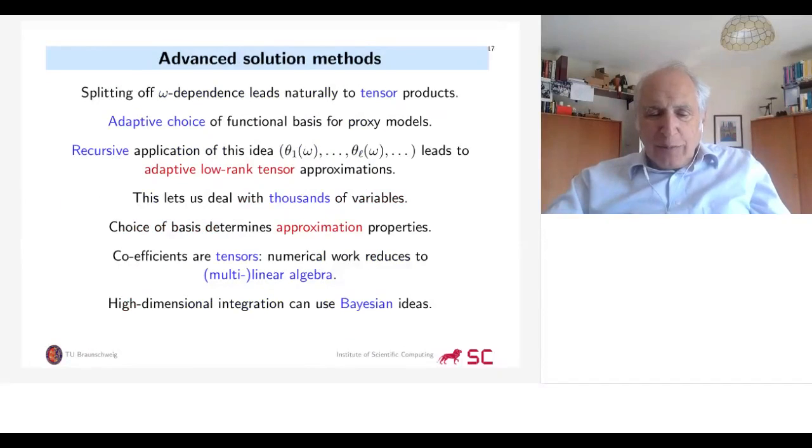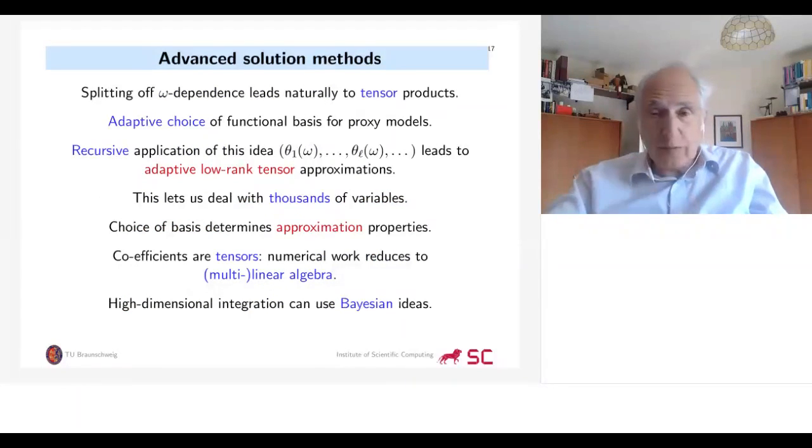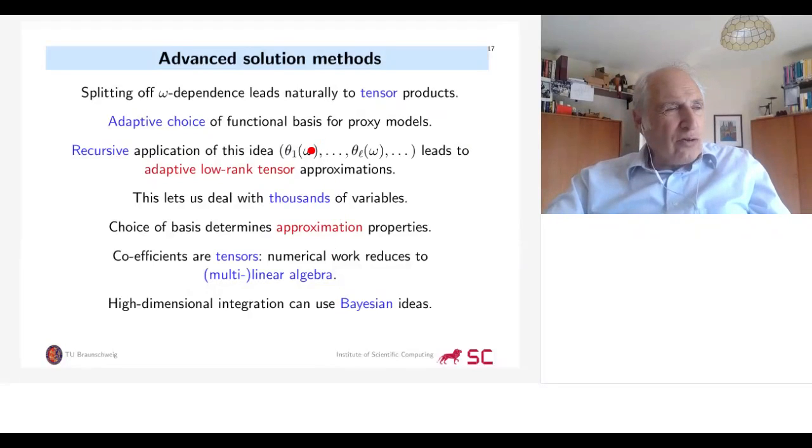Good. This is what I want to say about modeling parameters. Now a little jump to advanced solution methods. We've seen regression, collocation, and spectral projection. They really took no regard of what kind of equation there was, especially of the governing equation and of the structure. The structure we've seen already leads to tensor products. This is what came out of our approximating linear mapping.